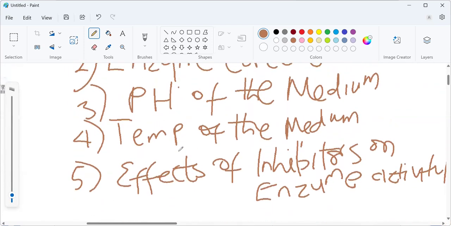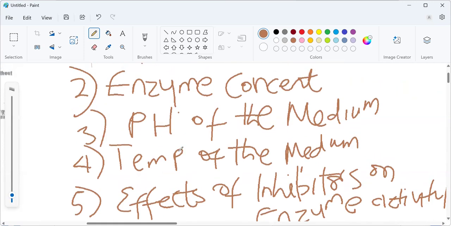Then if we look at the effect of product concentration, accumulation of reaction products generally decreases the enzyme velocity. For certain enzymes, the products combine with the active sites of enzymes and form a loose complex and then inhibit the enzyme activity in the living system. This type of inhibition is generally prevented by a quick removal of the products formed.